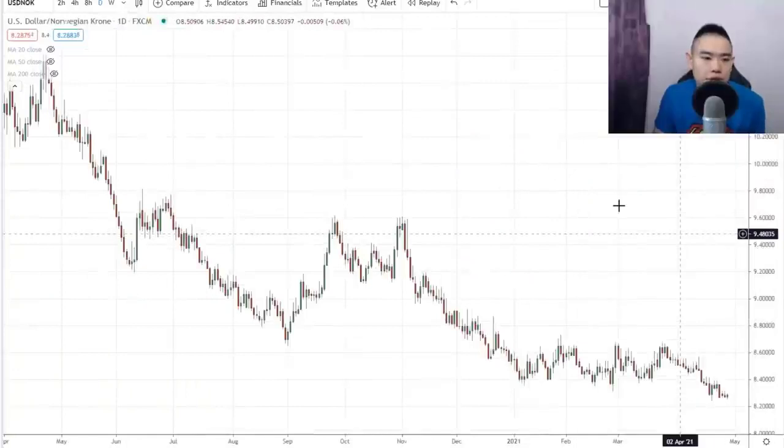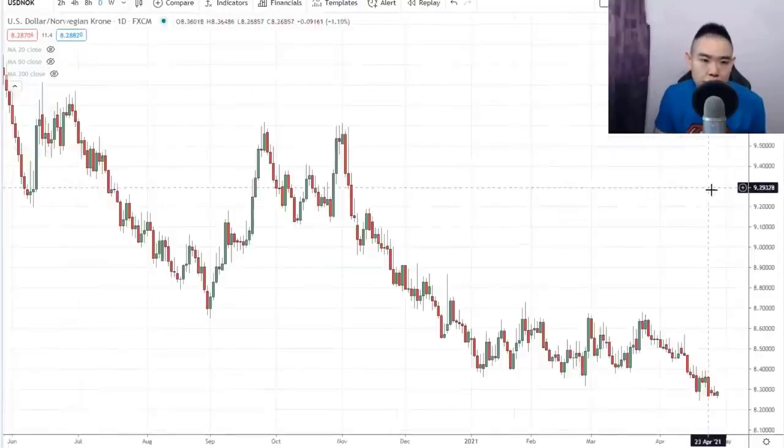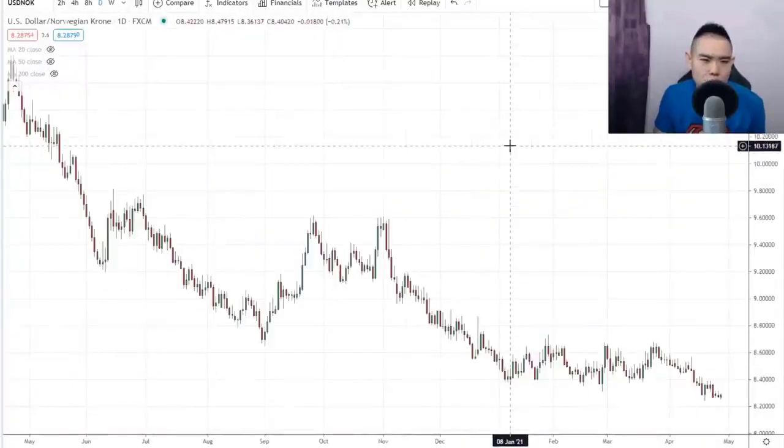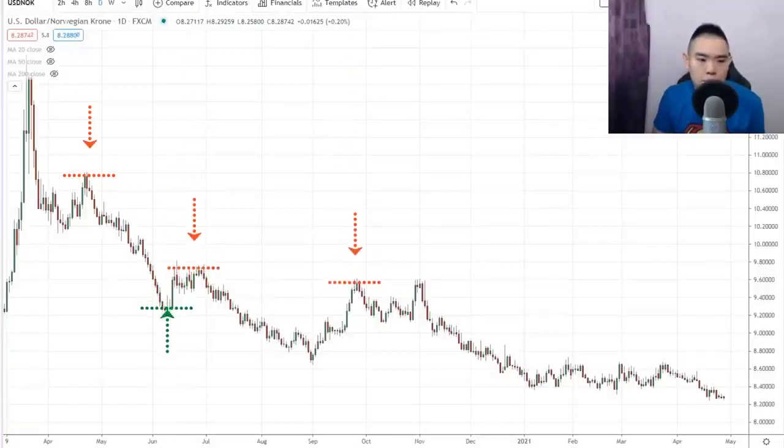Another example, dollar against the Norwegian kroner. The platform I'm using is called TradingView. You can click reset chart and just zoom out a little bit, and then ask yourself, is this market heading higher or lower over time? We can see a series of lower highs, lower high, lower high, lower low, lower low, lower low.